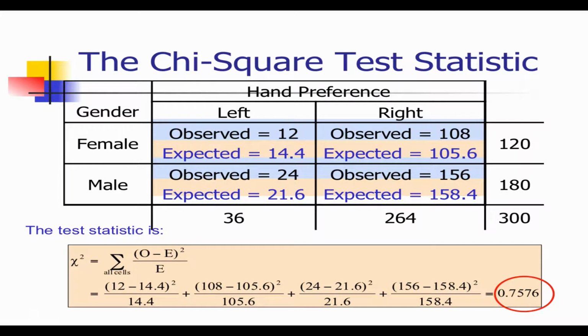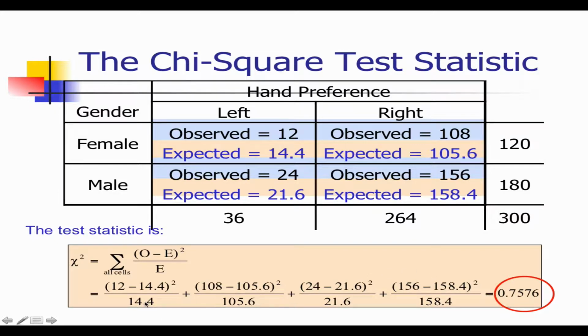You essentially take the squared distance between the observed and expected, and you take a summation over all the cells. So that is the numerator. So O minus E, take the square, and you do that for all the cells. Here you have 4 cells. So you take the squared distance of this cell, 12 minus 14.4, take the square, and then this one, and this one, and this one. So that gives you a summation of 4 terms. So that is the numerator.